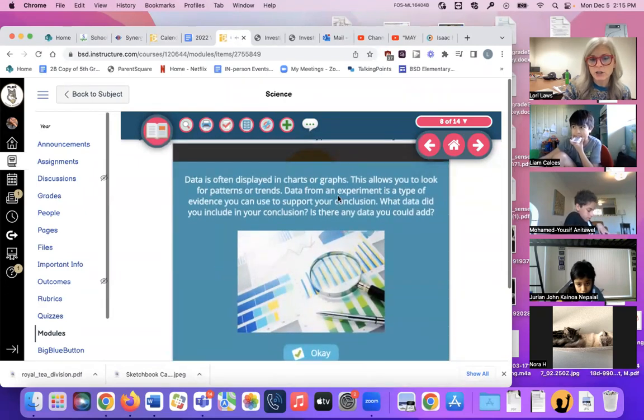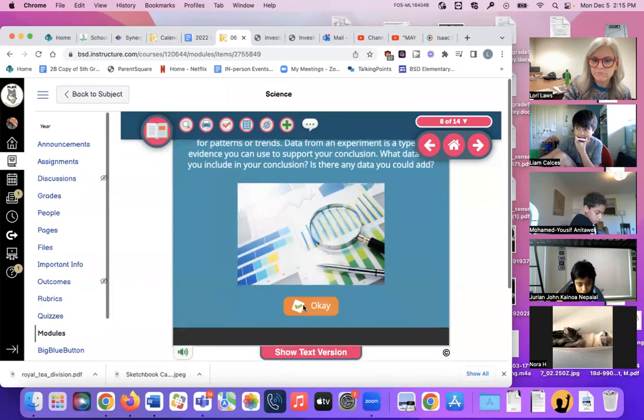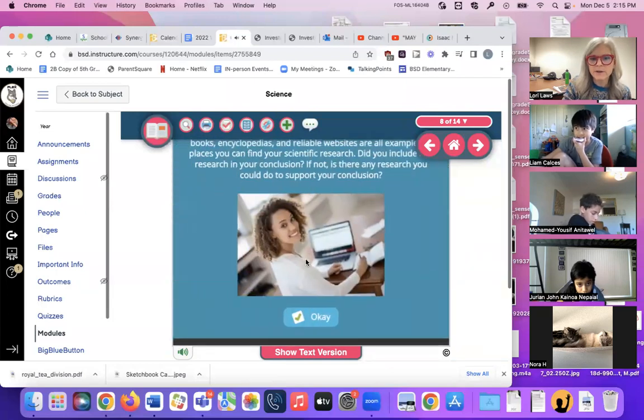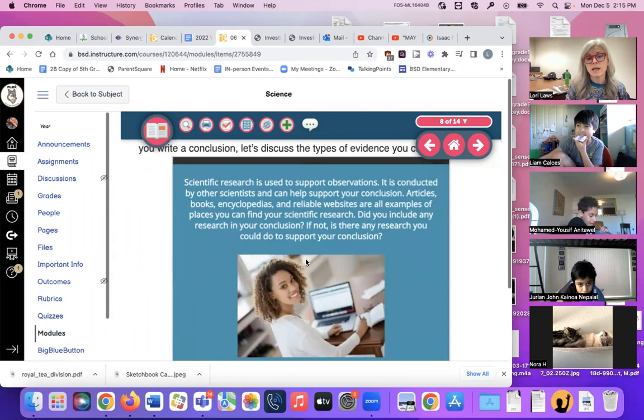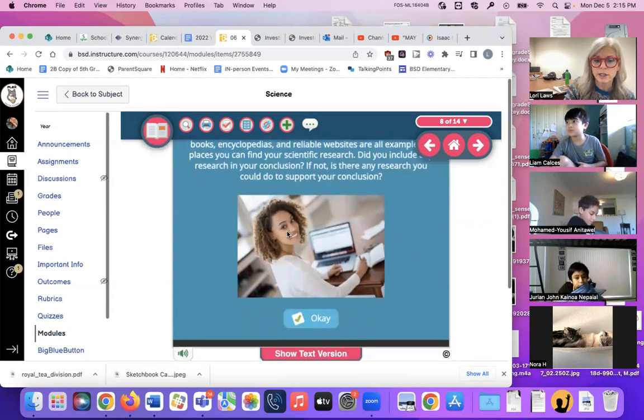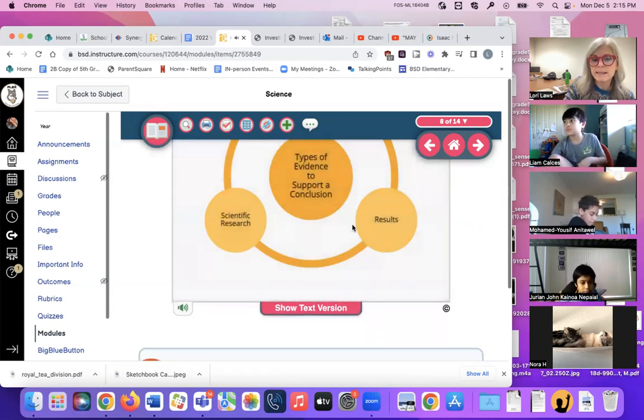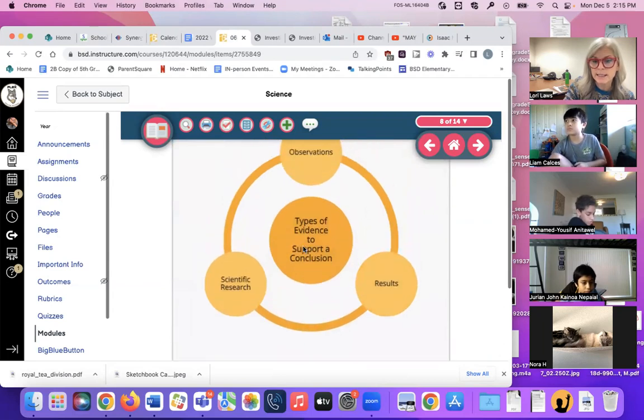Okay. You can use results. Data is often displayed in charts or graphs, or statistics. Those are results, and you could use that data. The final thing you can use is scientific research. This is where somebody else has used observations and data to form some conclusions, but you feel that the conclusions have been backed up by enough evidence. So articles, books, encyclopedias, and reliable websites are examples of places you can find your scientific research. Did you include any research in your conclusion? So those are 3 types of evidence to support a scientific conclusion: observations, results or data, and scientific research.